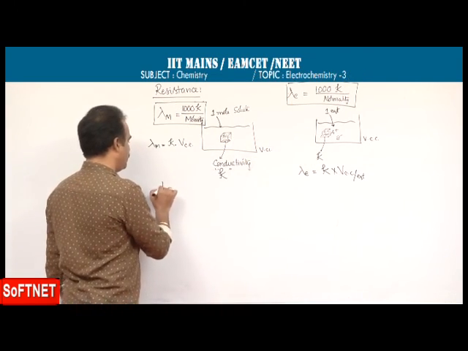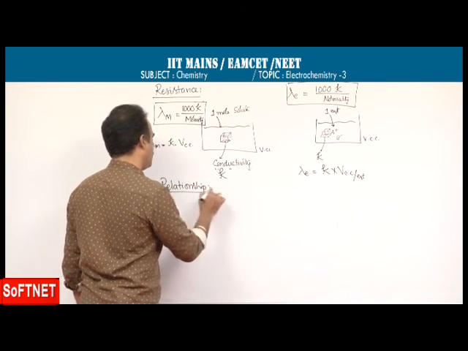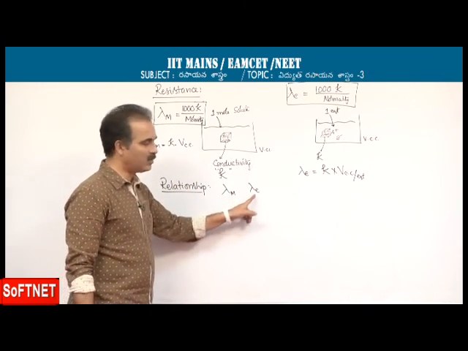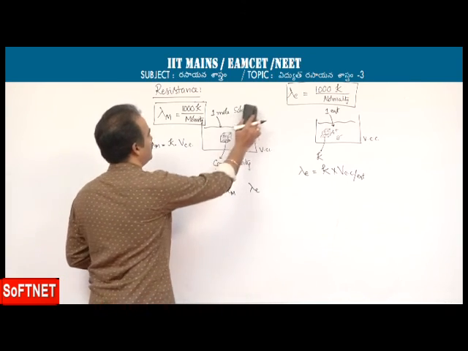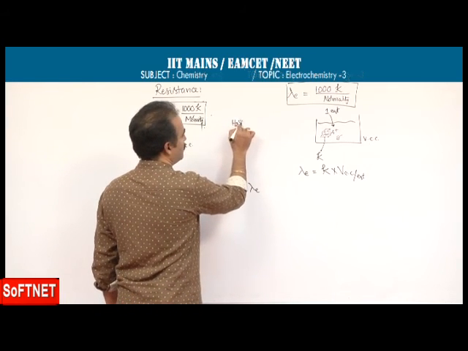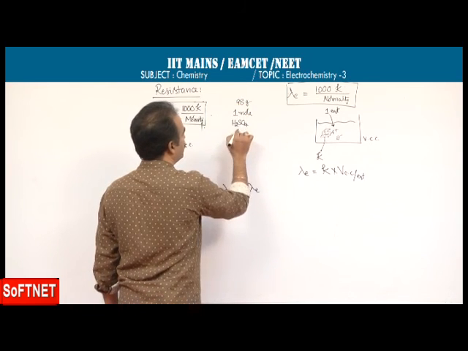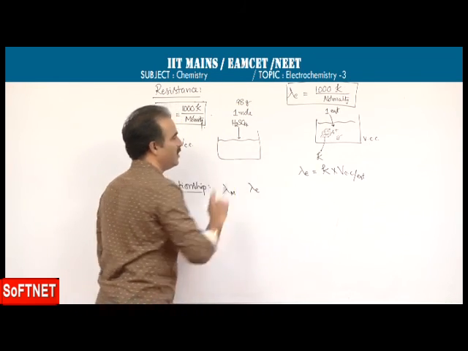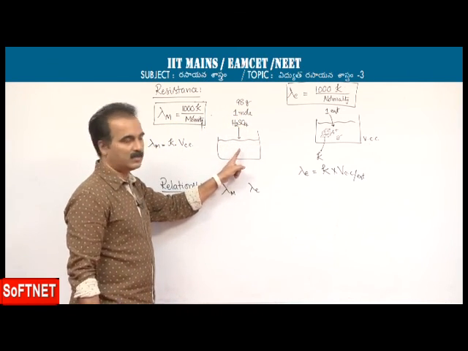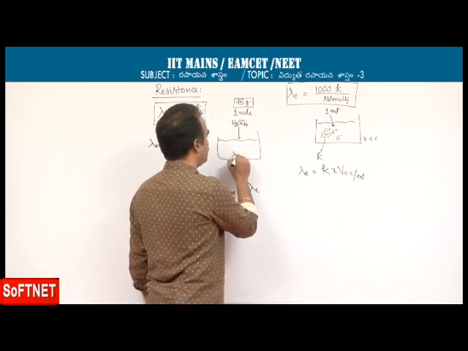For example, the relationship between molar conductance and equivalent conductance. What is the relation? Which is more, which is less? We should understand. For example, I am taking sulfuric acid. Say 1 mole. 1 mole means 98 grams of sulfuric acid I am adding to water. So, this will produce more number of ions. So, the molar conductivity is more.